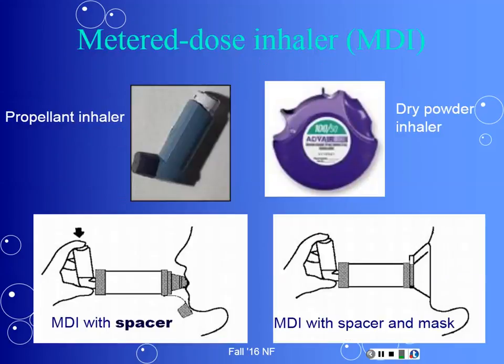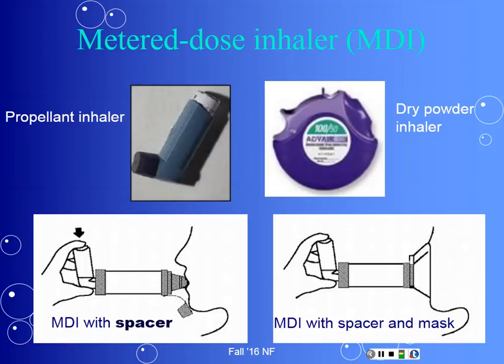Can be delivered in different ways. You have the propellant inhalers, which is what you're used to seeing. The Advair actually comes in a Diskus, and it's a dry powder inhaler. It has a pill with the powder in it, and they have to pop it. And what are we worried about when they're taking steroids orally or inhaled? Thrush. So what do they need to do after they take it? Rinse their mouth out. Good, good.